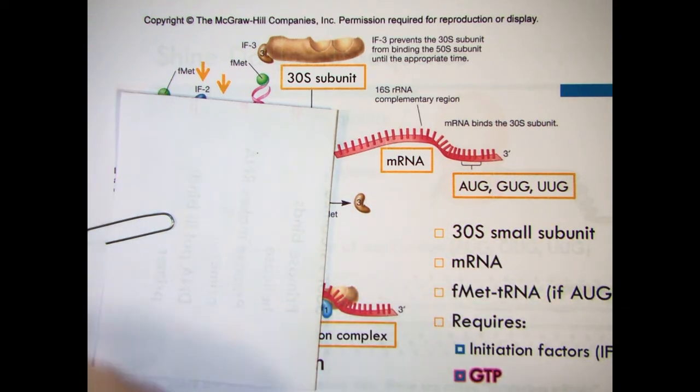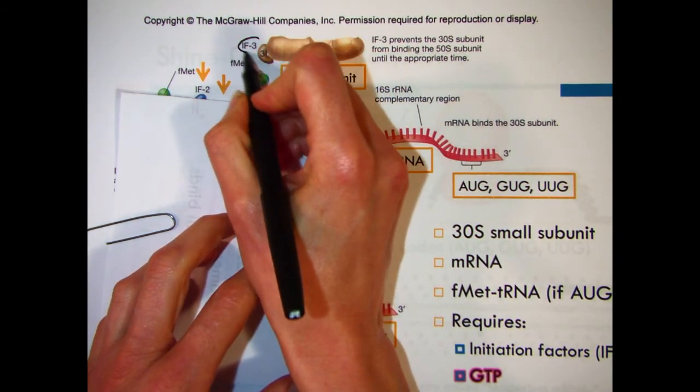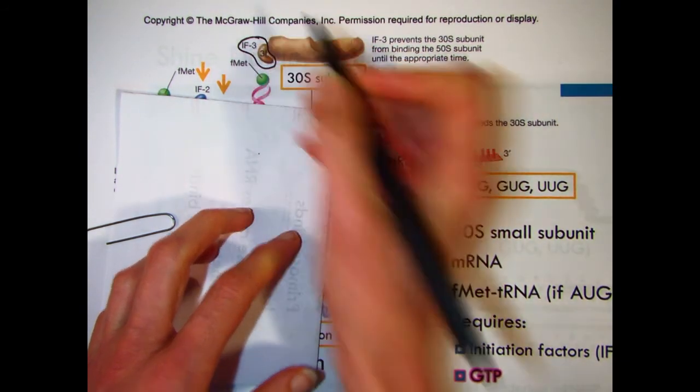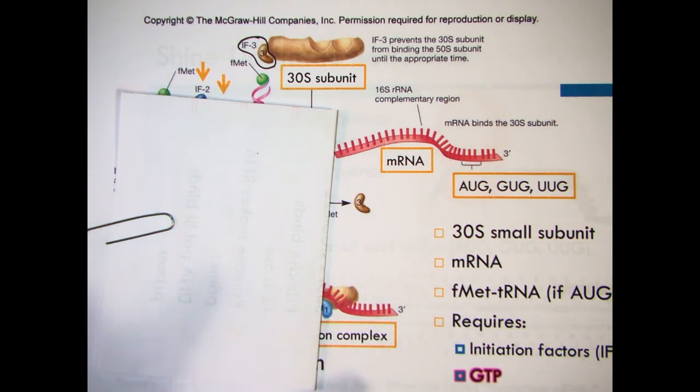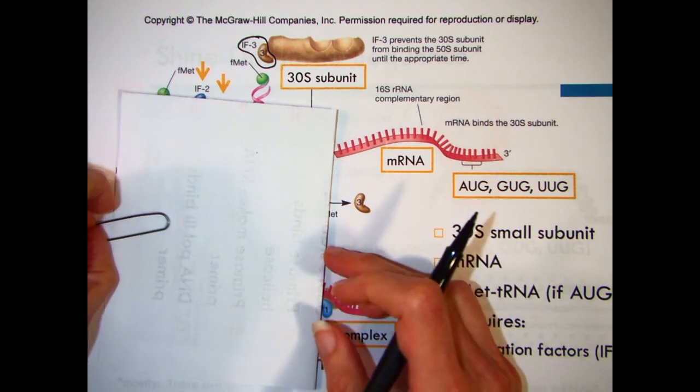There are some small helper proteins involved in this process, and the ones that help with initiation are called the initiation factors. And you see this little one right here, initiation factor 3. Initiation factor 3 will prevent the large subunit from binding until the small subunit has acquired the messenger RNA and the first transfer RNA, which is what is happening underneath this paperclip here.